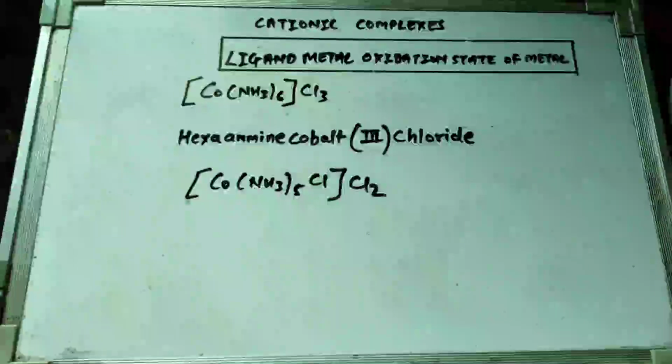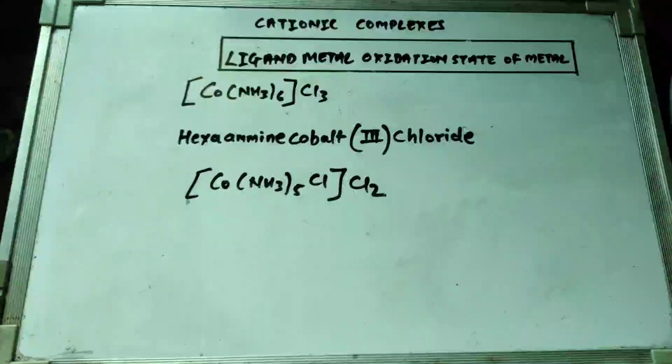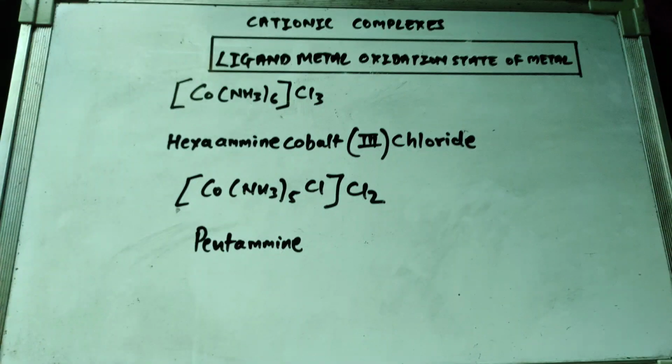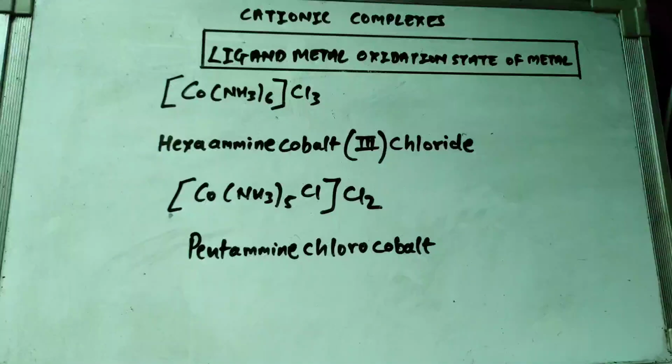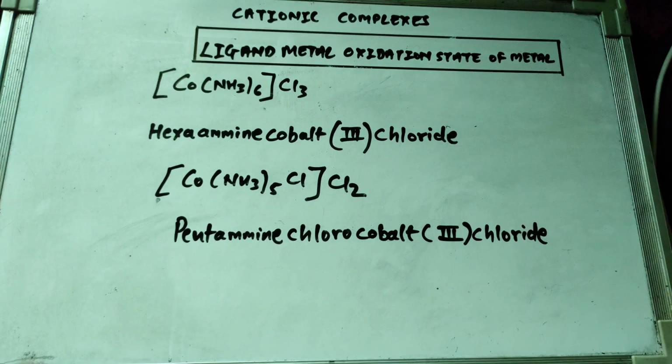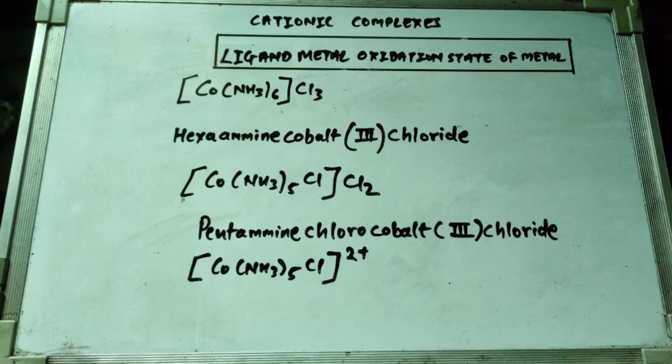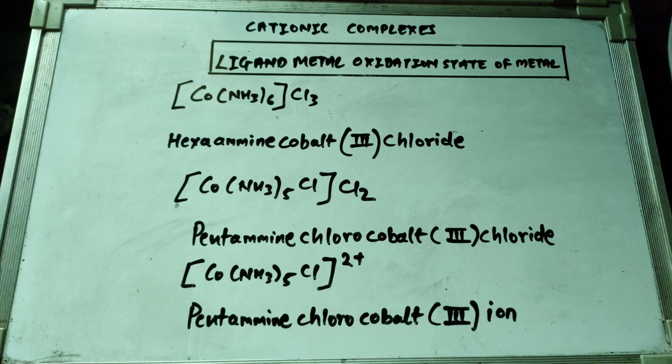When different types of ligands are present in the coordination sphere, we name those ligands in alphabetical order. So between ammonia and chloride, we are going to name ammonia first, followed by chloride. So name of the complex is pentamine chloro cobalt. Oxidation state of cobalt here is 3. So pentamine chloro cobalt(III) chloride. In absence of an anion, we simply write ion next to oxidation state of metal.